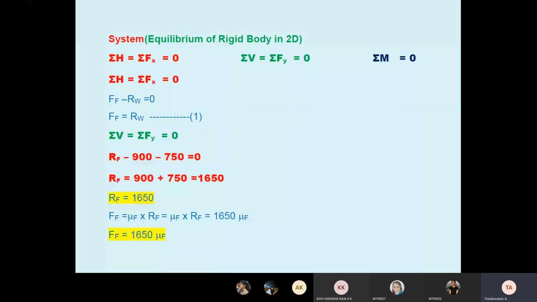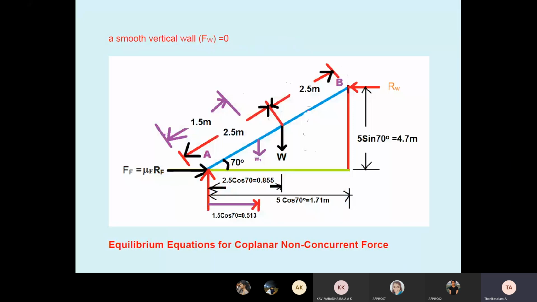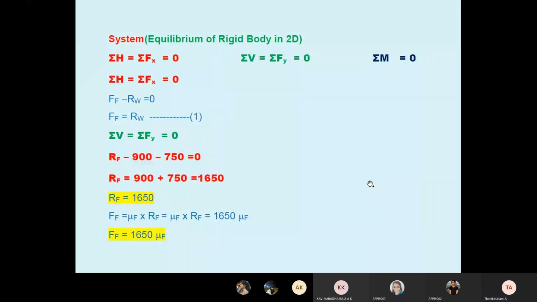Summation H equals 0, summation V equals 0, summation M equals 0, because these are non-concurrent forces. What are the horizontal forces? See here, F minus RW equals 0. Therefore, F equals RW.